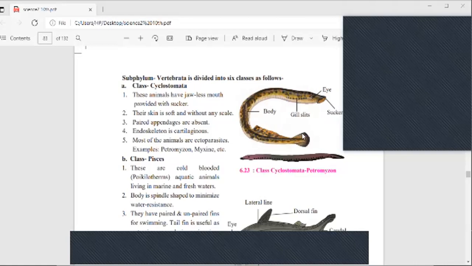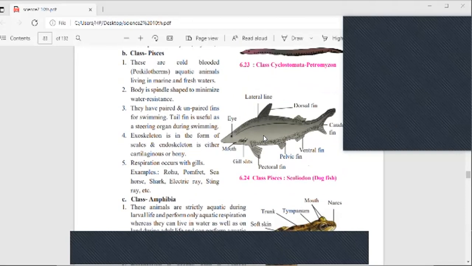Okay. Then the second class is called Class Pisces. Under this Class Pisces, these animals are cold-blooded. That is called poikilotherms, aquatic animals living in marine or freshwater. What is the meaning of this poikilotherms?